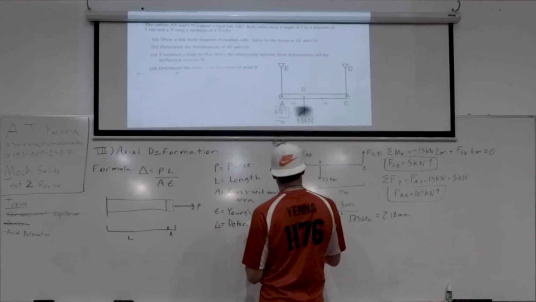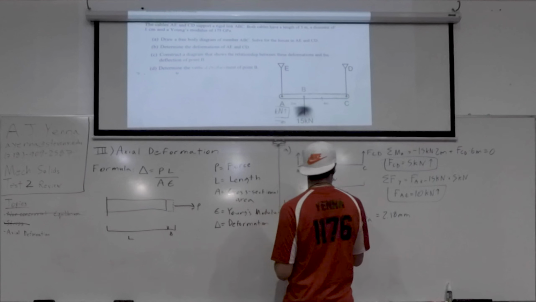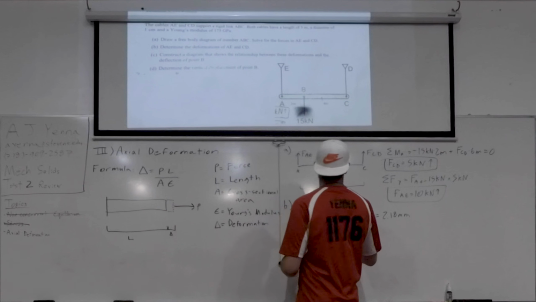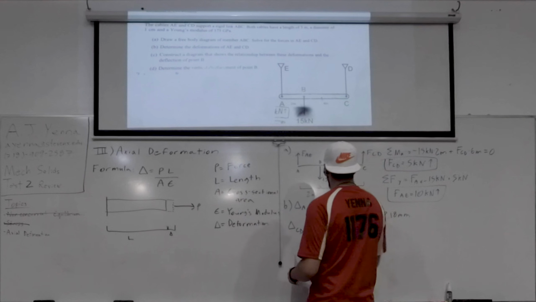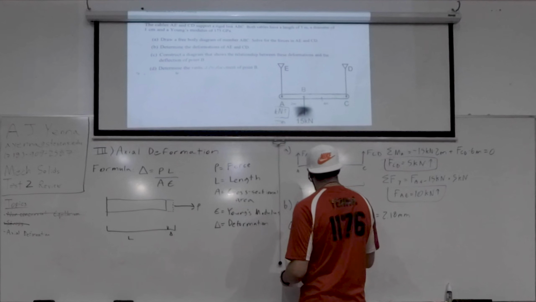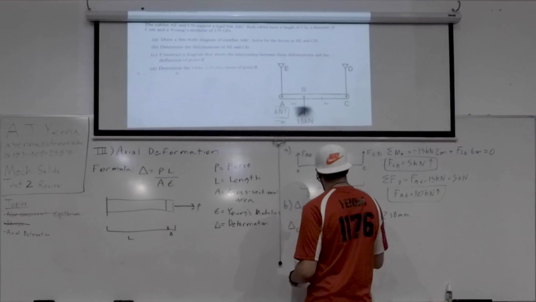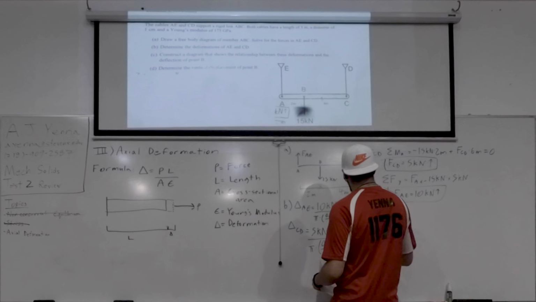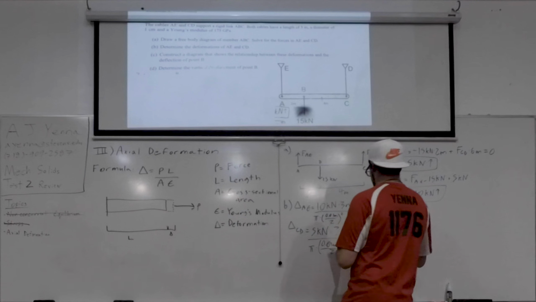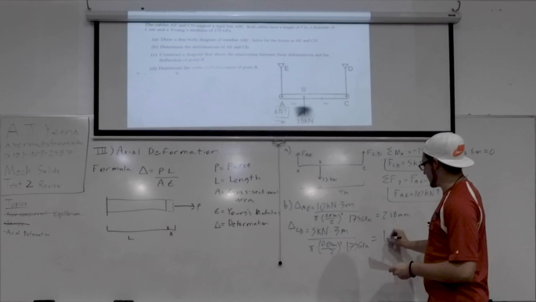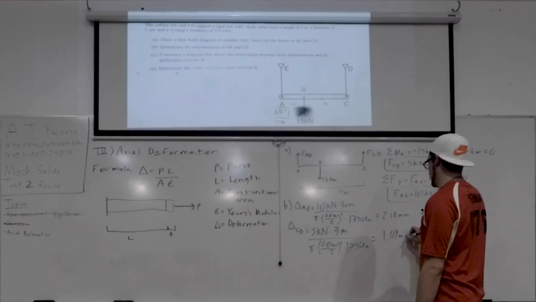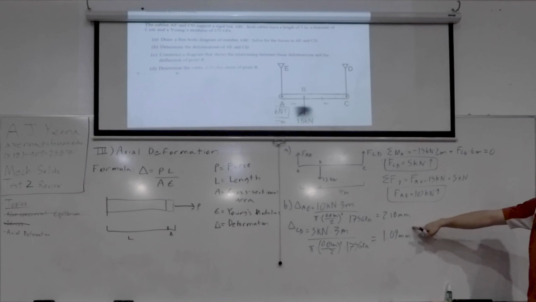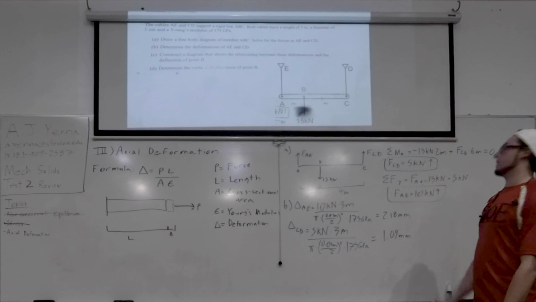And then CD is the other one, so we're going to do it the exact same way. Force is 5 kilonewtons times cable length, which is also 3 meters. Cross-sectional area is the same, as is Young's modulus. Do the math, and it's 1.09 millimeters, which makes sense because the only thing that changed was the force was cut in half, and now our deformation is cut in half. That's it for part B.